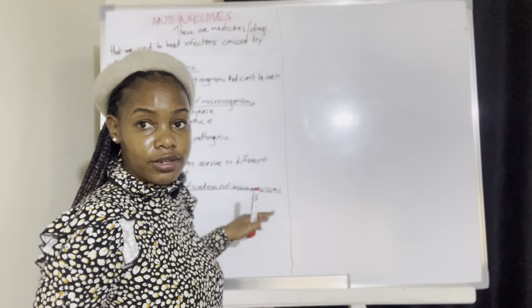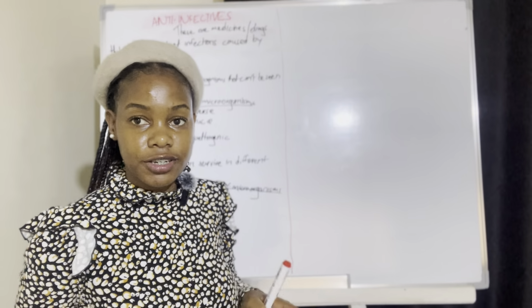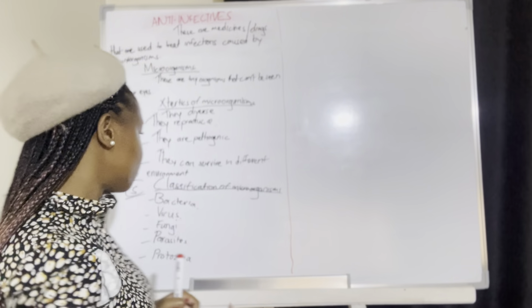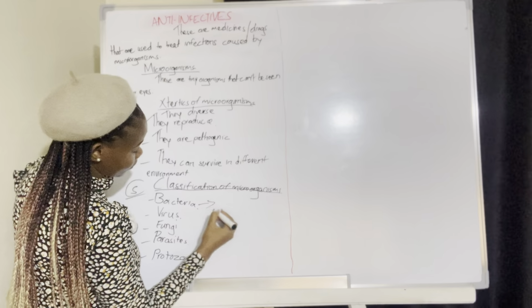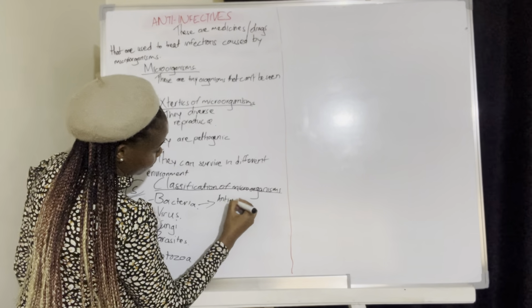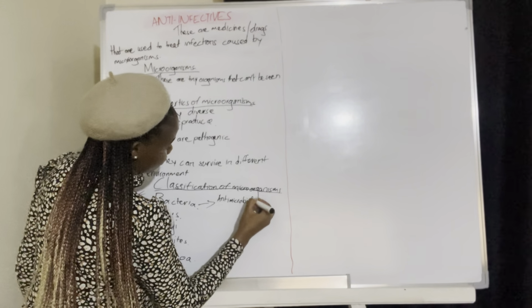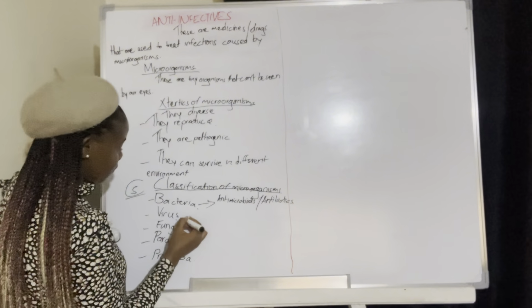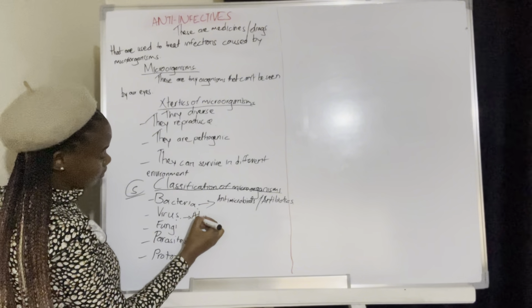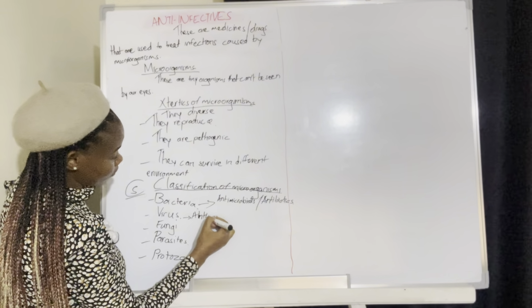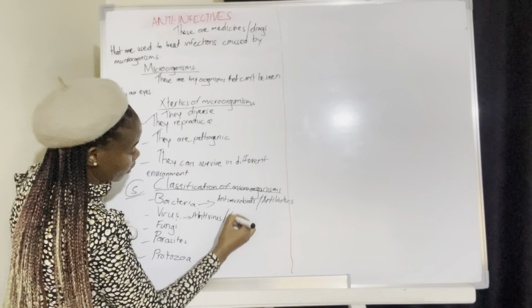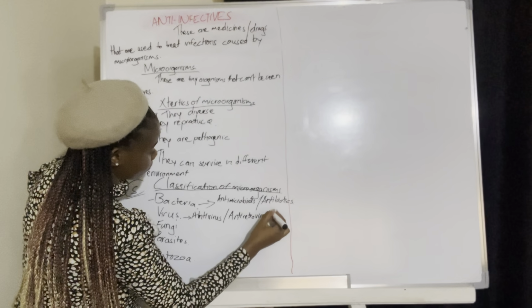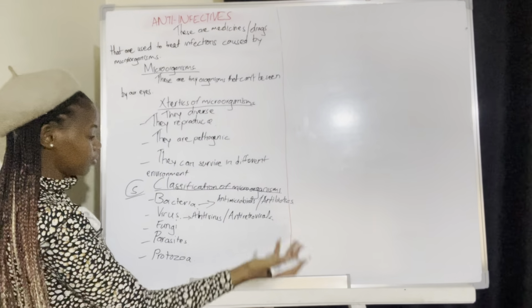Each of these different classifications has different drugs that are capable of treating them. And these drugs are the ones that are known as anti-infectives. For example, bacteria are treated by antibiotics. Viruses are treated by antivirals, also called antiretrovirals.